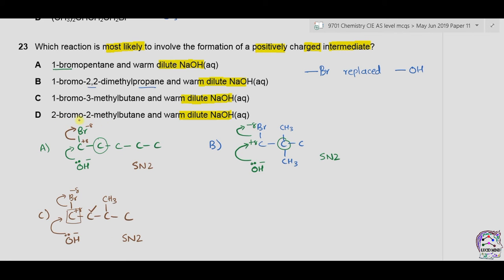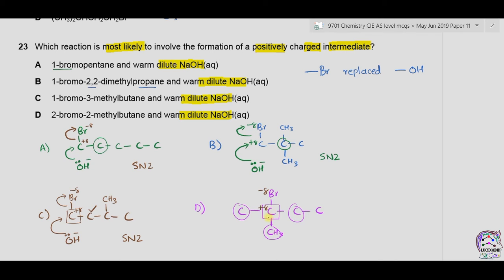Now let's move to the last one. We have 2-bromo-2-methylbutane. Again in long chain we have 4 carbon atoms. On second carbon atom we have bromine. Again on second we have methyl. Now you can see that the carbon atom attached with bromine is attached with 3 carbon atoms directly. So this is tertiary halogenoalkane in which carbon is partial positive and bromine is partial negative.